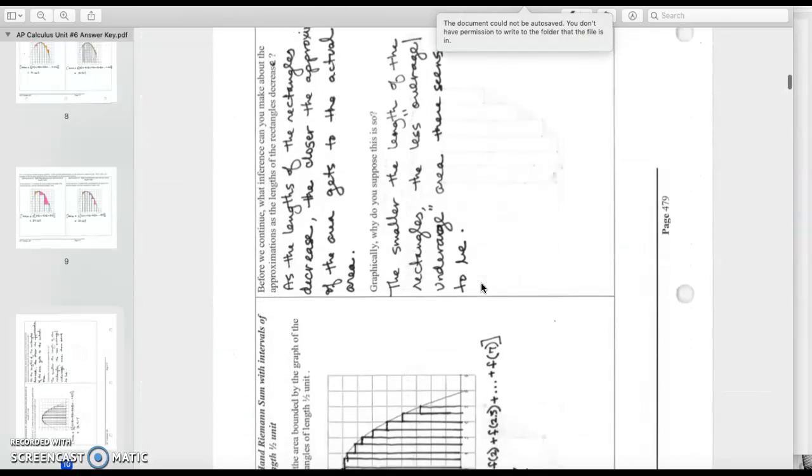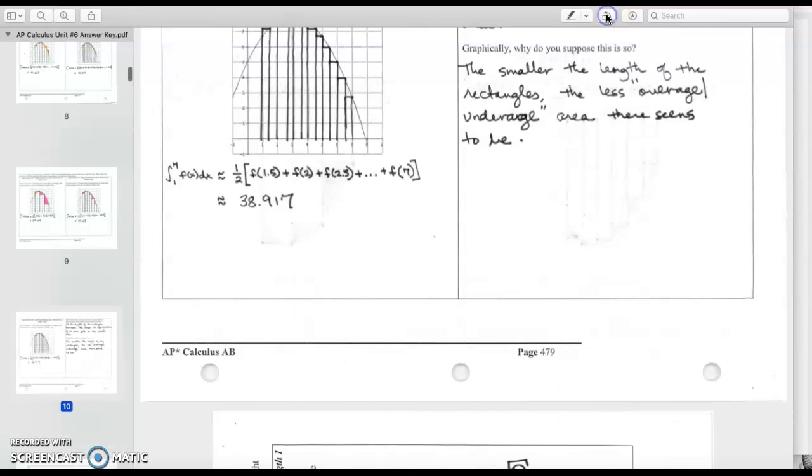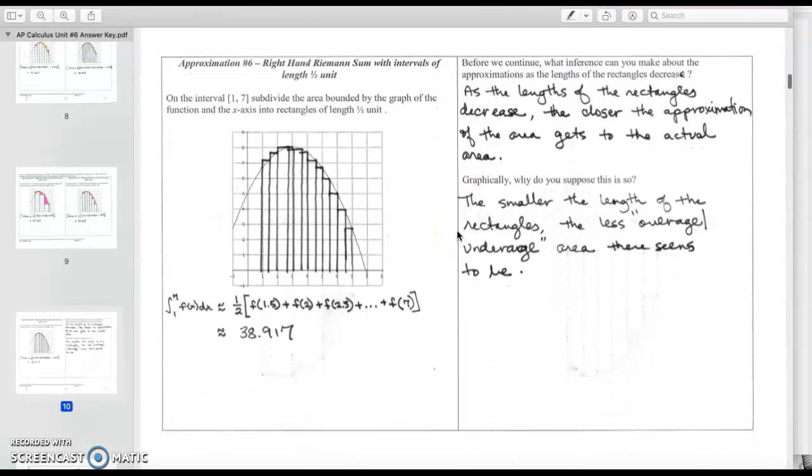All right, here's one more. Let me rotate this so you can actually see it. I should have done this ahead of time, but you guys can forgive me. There's another right Riemann sum, and the more rectangles you get, the better the approximation. And feel free to reach out to me and ask for help if you need it, if you're still struggling with these ideas.